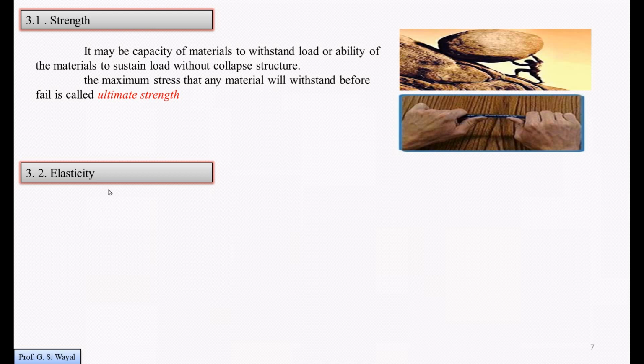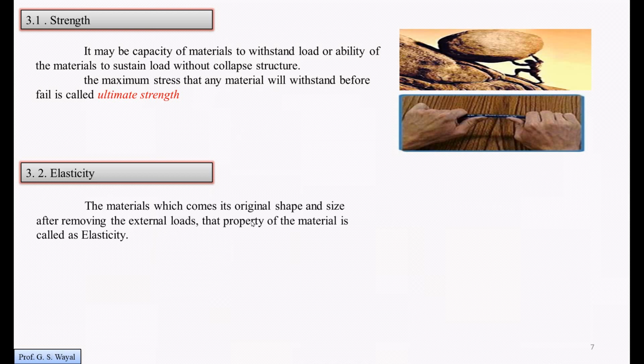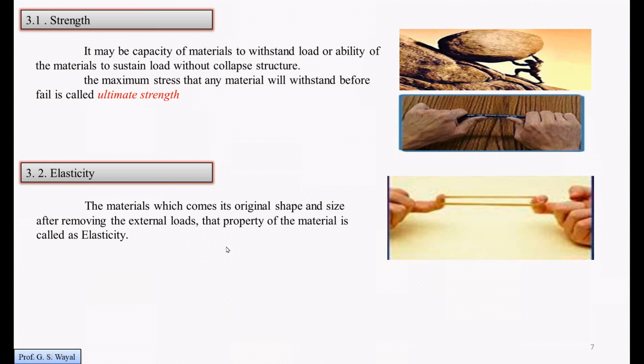The next one is elasticity. The property of a material by which it comes back to its original shape and size after removing the external load is called elasticity. Elasticity means, if you apply some force on a body, the body may change its shape and size, but after removing that external force, the material comes back to its original shape and size. That property is called elasticity.